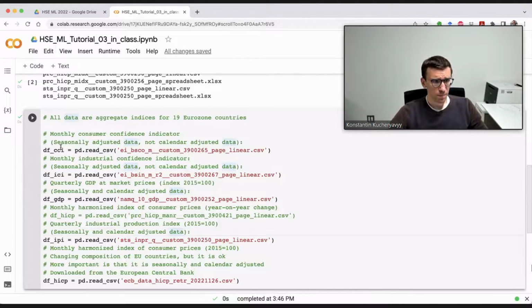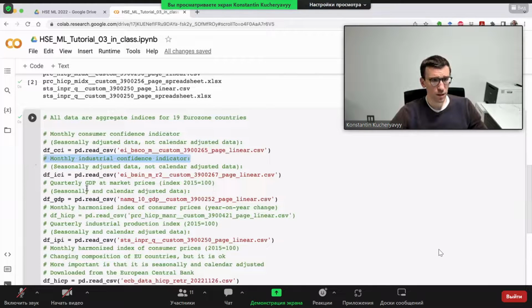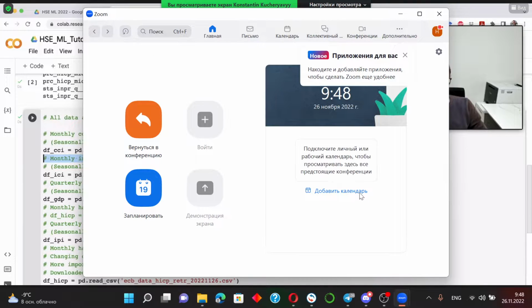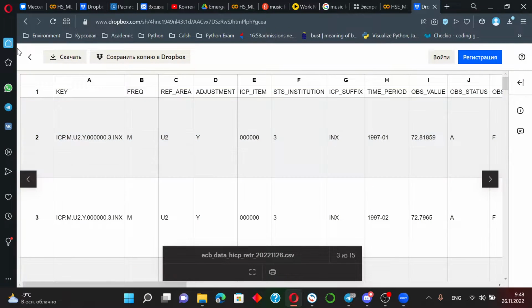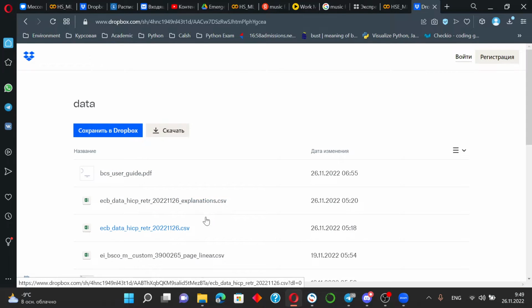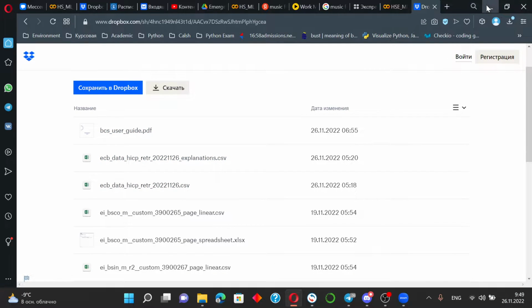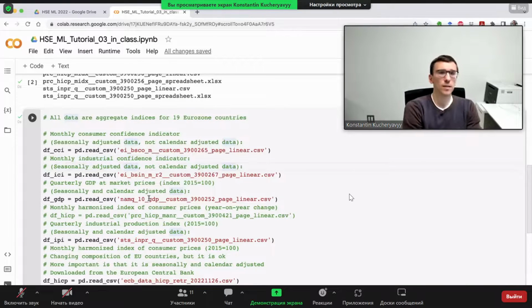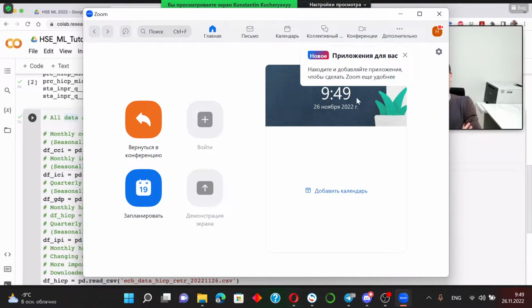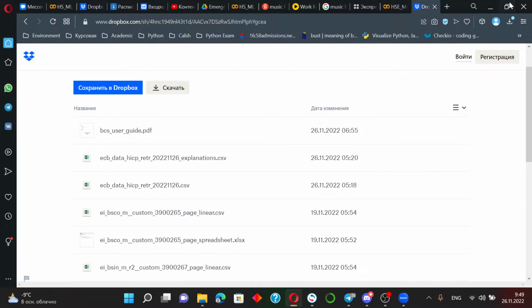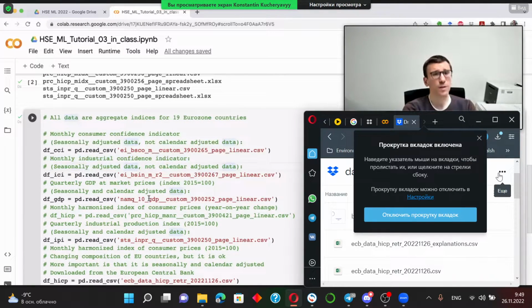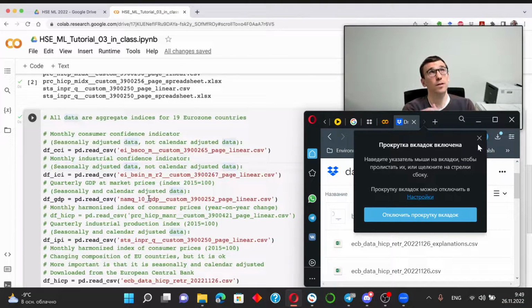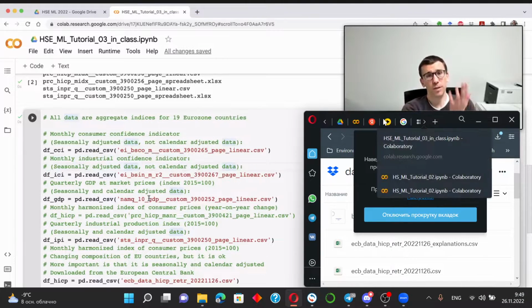At the same time, there are so-called soft data that I'm using. These are the monthly consumer confidence indicator and the monthly industrial confidence indicator. They are seasonally adjusted, but not calendar adjusted. The reason for this is that it doesn't really matter, since these are mostly qualitative indicators.